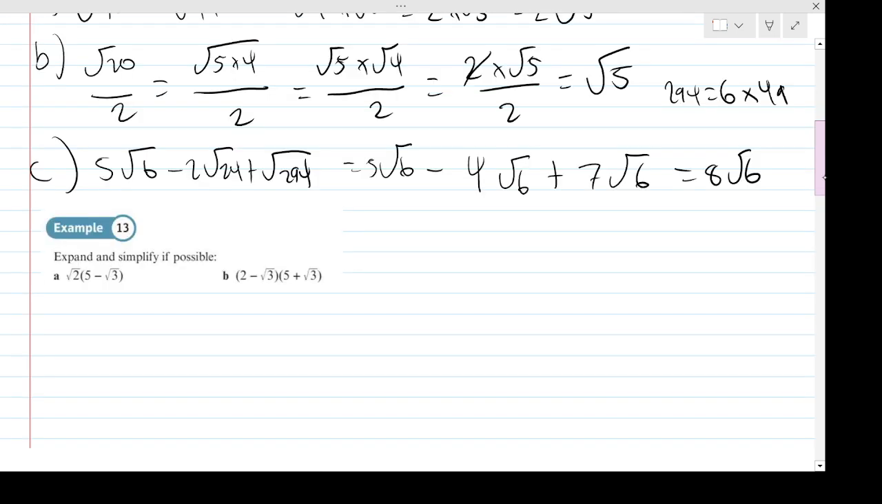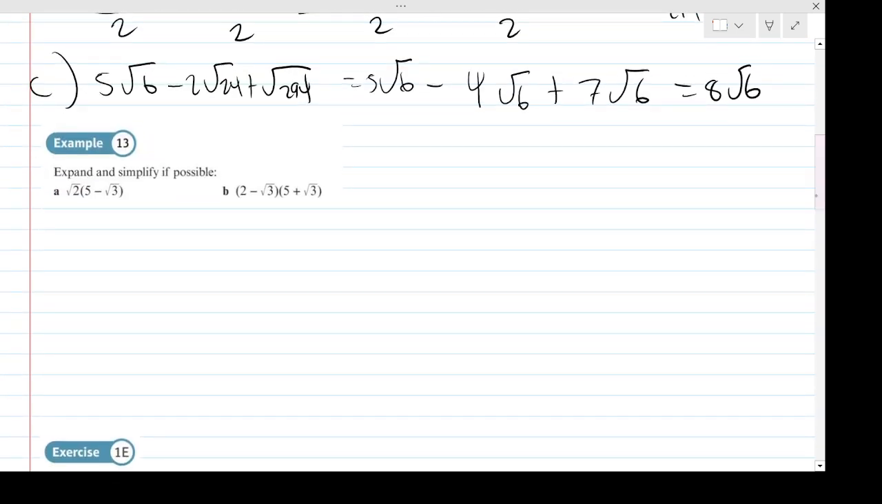Okay. So have a look at another example, and you can also deal with brackets involving surds and roots. And we can use our expansion knowledge that we looked at last time as well, earlier on in the section. So part A, we have root 2 lots of 5 minus root 3.